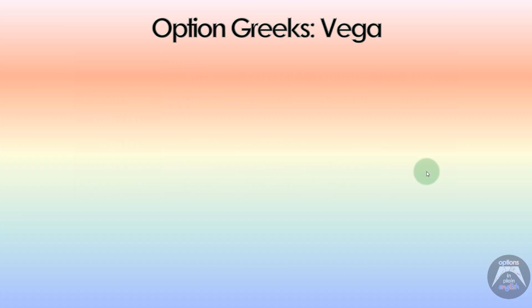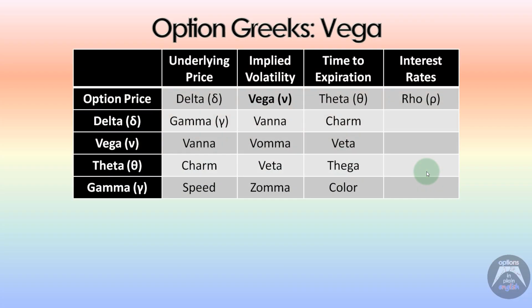We're going to start by looking at these Greeks and seeing what Vega does. We've already looked at delta, which measures how the option price changes as the underlying price changes. We've also looked at theta, which measures how the option price changes as time to expiration changes, and also how delta changes as the underlying price changes, which is gamma.